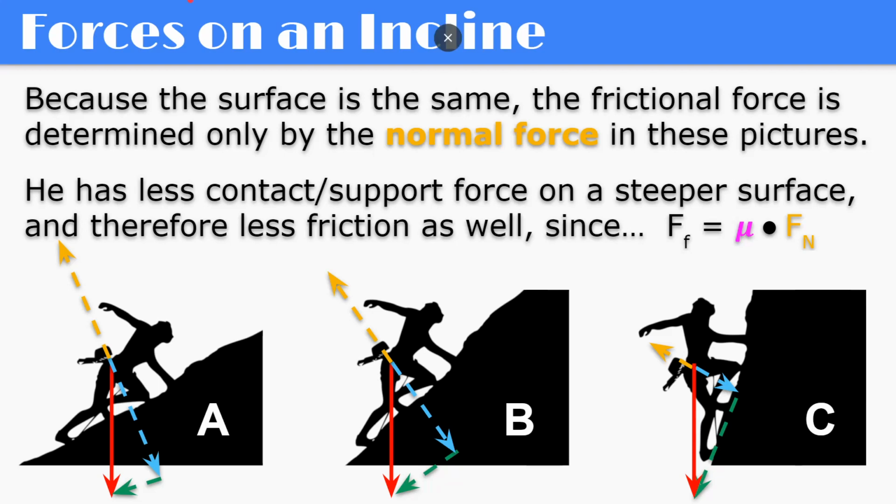He has less contact or support force on a steeper surface. You can see it. It's this orange vector. It's shorter here than it is here. Therefore, he also has less friction, because mathematically you're multiplying by a smaller number. So there's less frictional force whenever you have a smaller normal force, when there's less contact force, versus this one, which would have a significantly greater amount of friction.